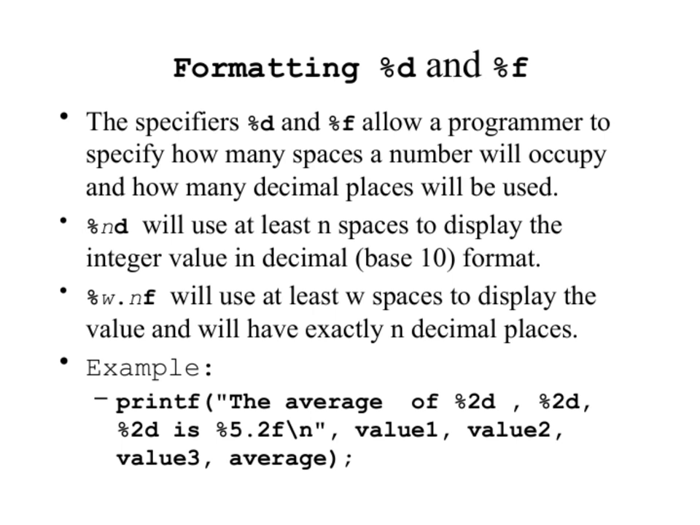On the other hand, the %w.nf specifier is used for floating point numbers. Here, w is the minimum width of the display, and n is the number of decimal places. This ensures that your floating point numbers have a consistent number of decimal places, making your output cleaner and easier to read.